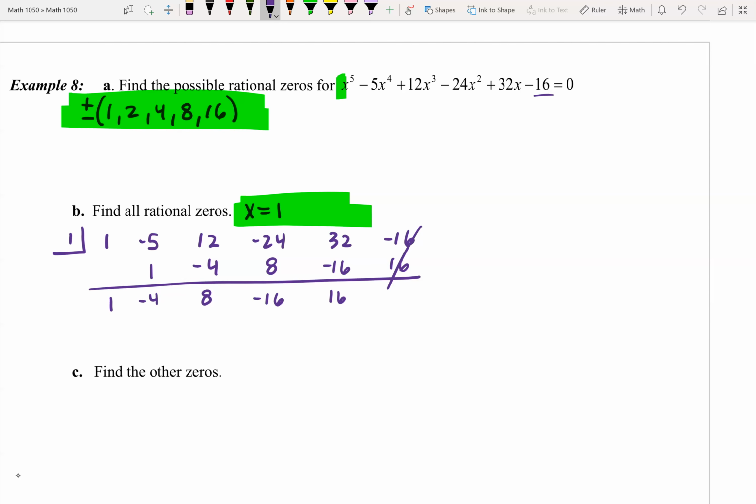Don't write this down. This was a 5th. This is a 4th: x to the 4th minus 4x to the 3rd plus 8x to the 2nd minus 16x plus 16. Do I know how to factor that? I don't. So I haven't broken it down enough for it to be something I can deal with. So I'm not done with this synthetic business. What should I do? Say it again.